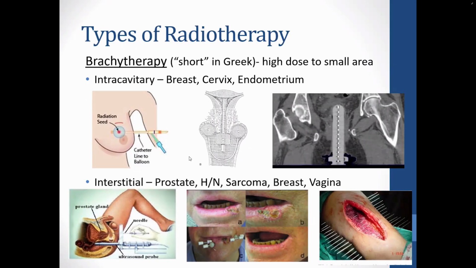Another type of brachytherapy is interstitial brachytherapy, where radioactive needles or seeds are implanted directly into the target. The most classic example is prostate brachytherapy, where radioactive seeds are directly inserted into the prostate gland itself with a needle. Interstitial brachytherapy can be used in head and neck cancers, such as lip cancers. It can be used in sarcomas, breast, or vaginal cancers.